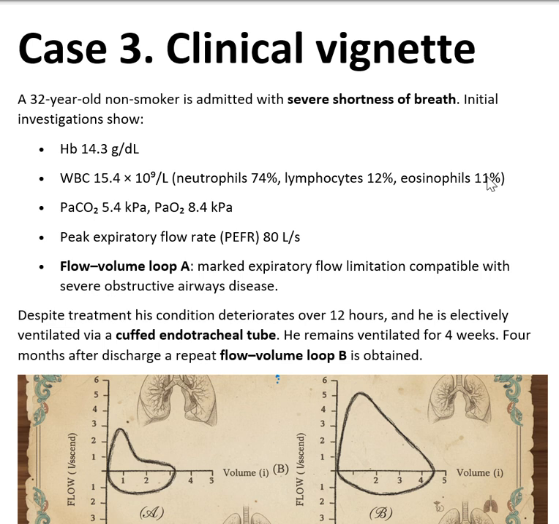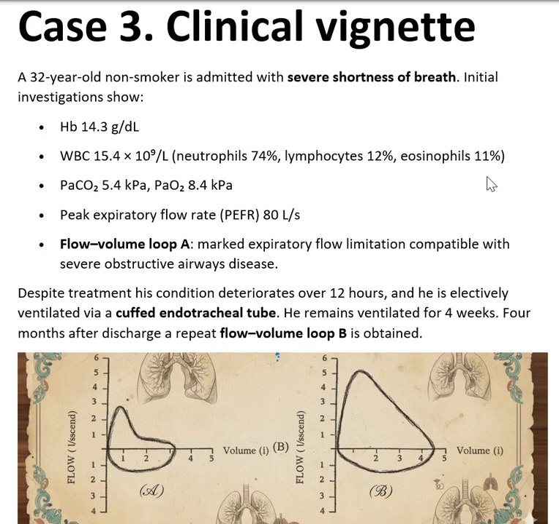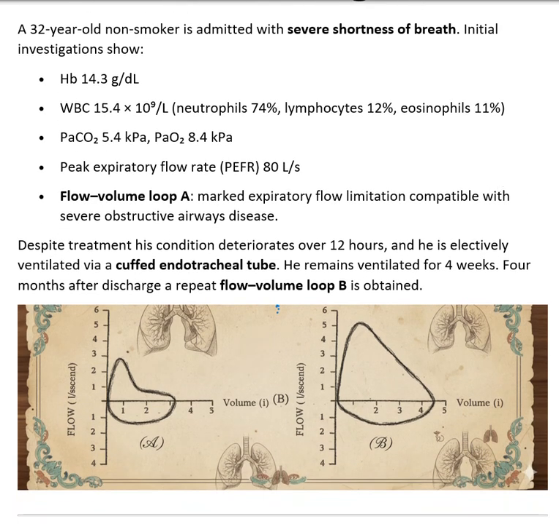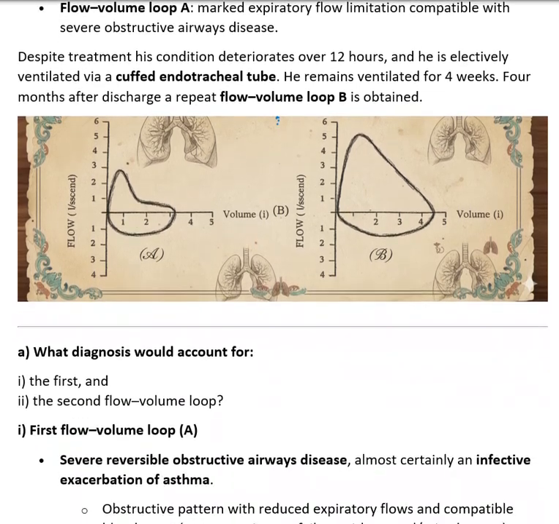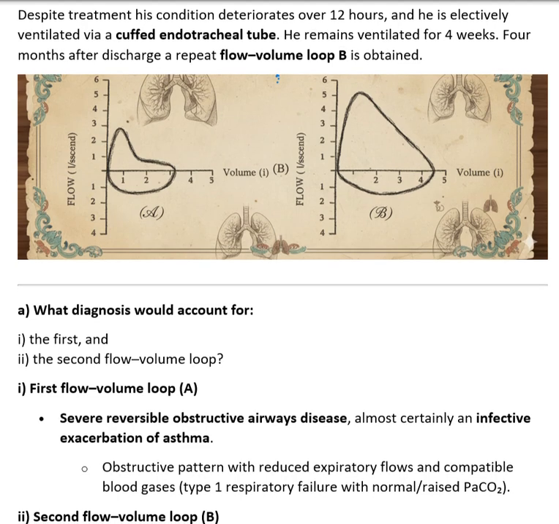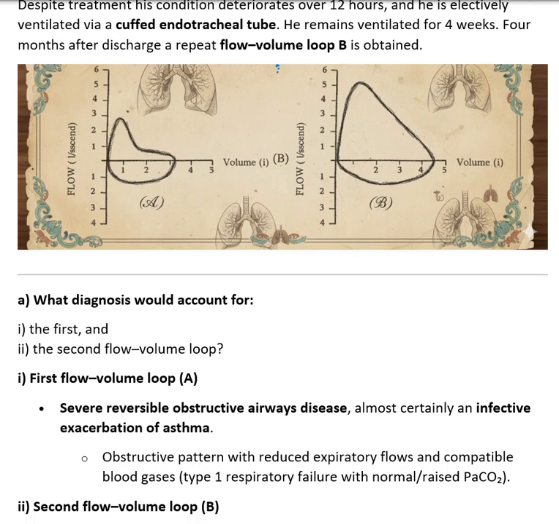Despite treatment, his condition deteriorated over 12 hours and he is electively ventilated via a cuffed endotracheal tube. He remains ventilated for 4 weeks. 4 months after discharge, a repeat flow volume loop is obtained. This is A, this is B. What diagnosis would account for the first and second flow volume loop?